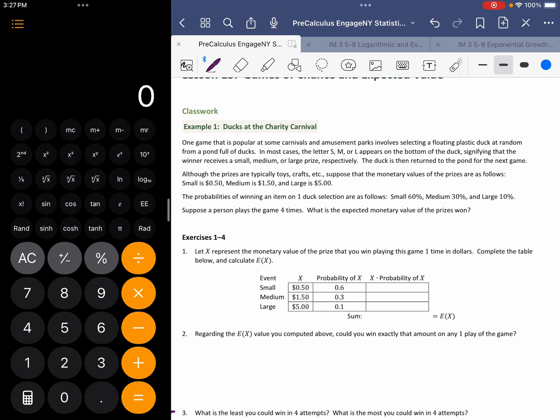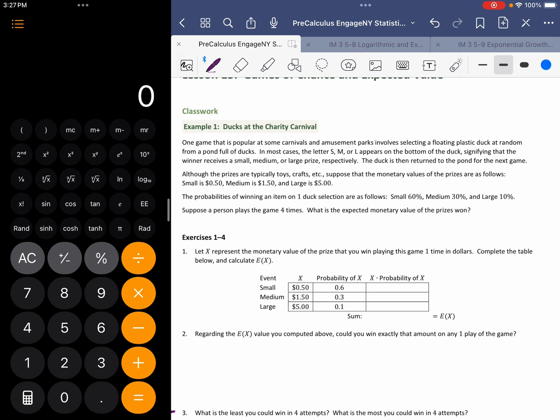Although the prizes are typically toys and crafts, suppose that the monetary values of the prizes are as follows. Small is 50 cents, medium is $1.50, and large is $5. The probabilities of winning an item on a one duck selection are as follows. Small 60%, medium 30%, and large 10%.